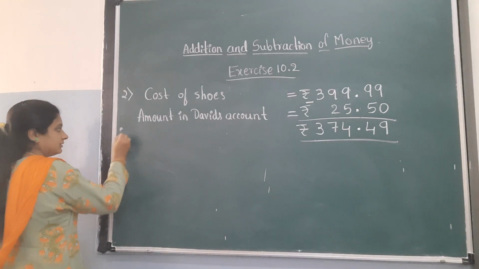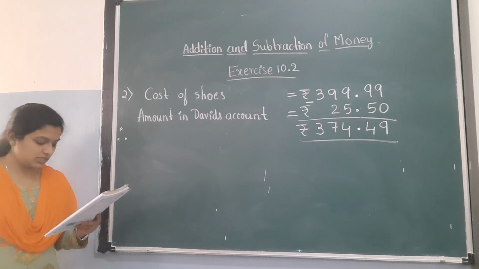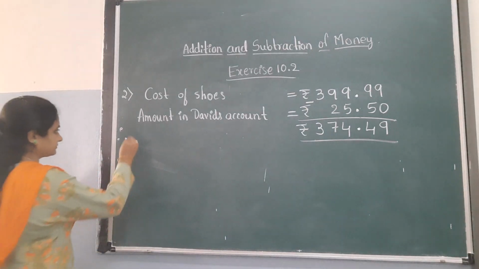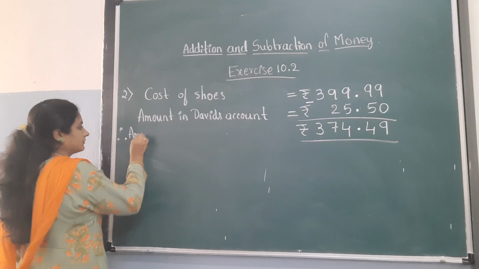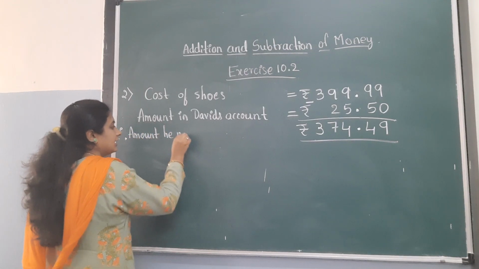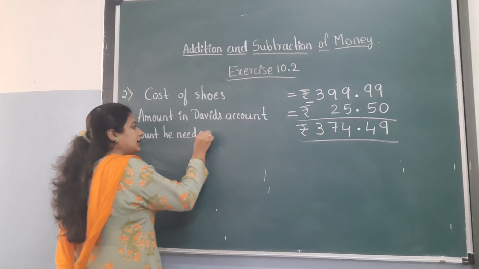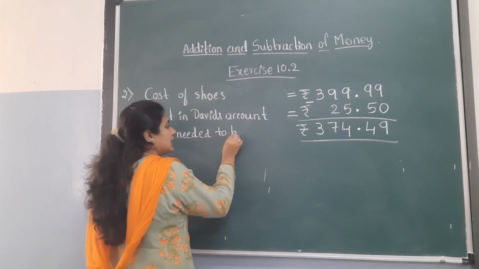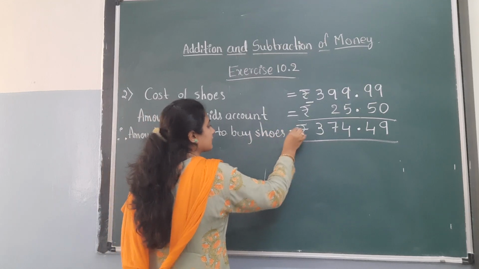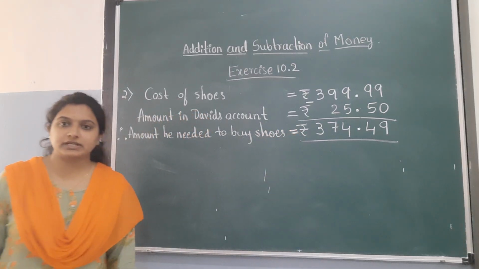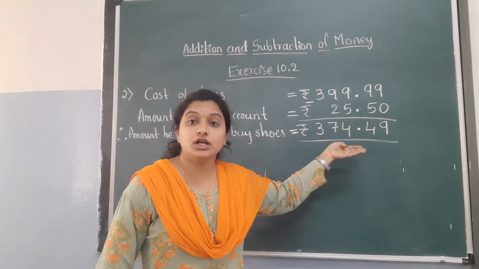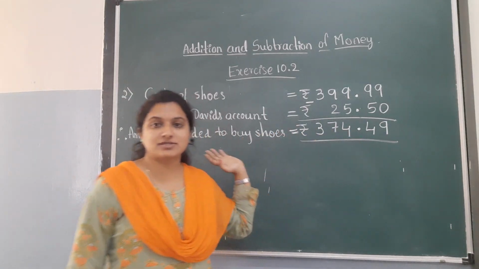Therefore, the amount he needed to buy shoes. Understood, children? This much amount he needs to buy the shoes.